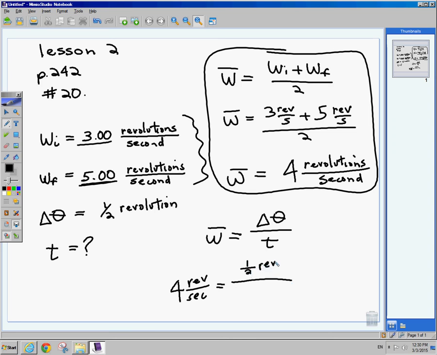Does it give you that? Yeah. Well, what they say is a half revolution. They didn't say that. It was changing the theta by 1. And then you have to figure out the time. And if you solve this for time, what does the time end up equaling? 1/2 divided by 4. So 1/8. 0.125 seconds. 0.125? Yeah.